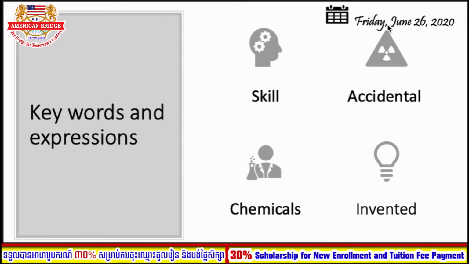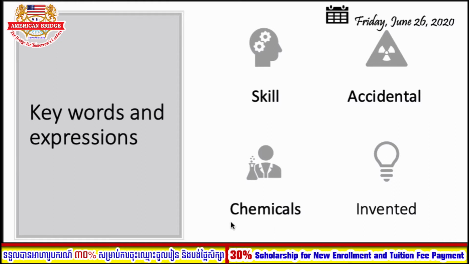The second one is accidental. Accidental means you don't want it to happen, but it accidentally happened. It happened without your purpose. It just happened. For example, when you travel on the road and you hit someone, which means you did not intend to do so. So we call it accidental.